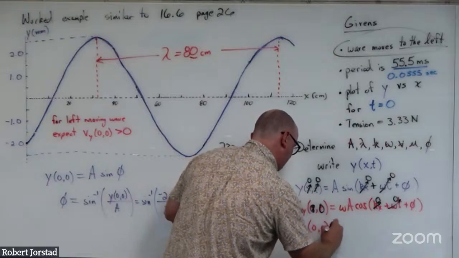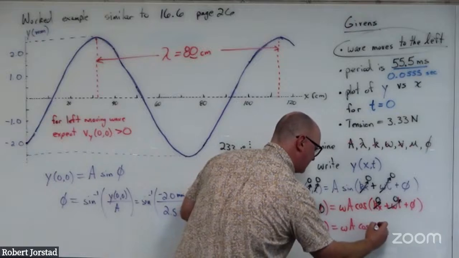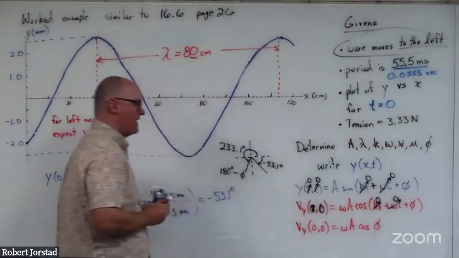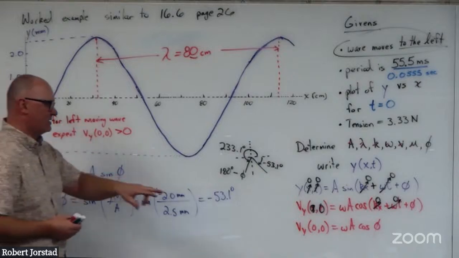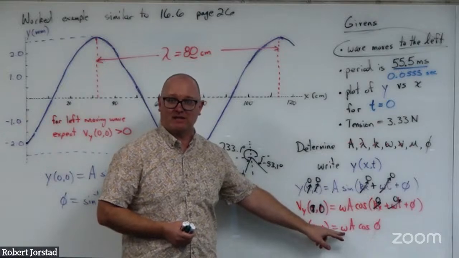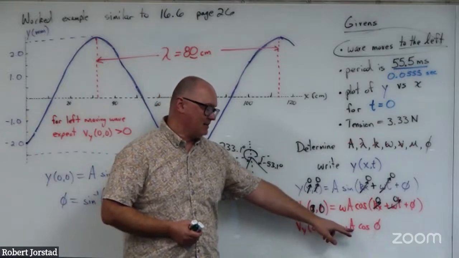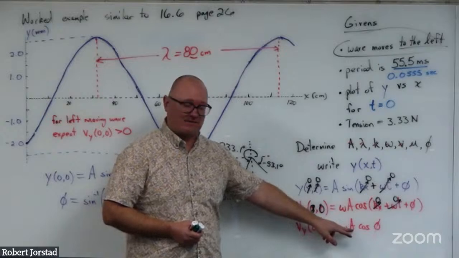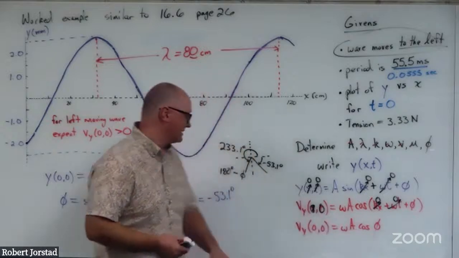0, 0 is omega A cosine of phi. We want that quantity to be positive. Omega is a positive quantity. It relates to the period, which is a positive number. It's a time. A is the amplitude. That's a positive number. We need a result such that cosine of phi is positive.